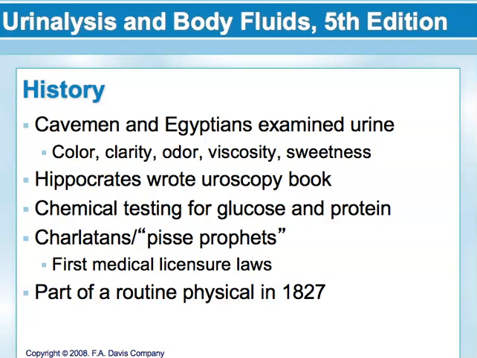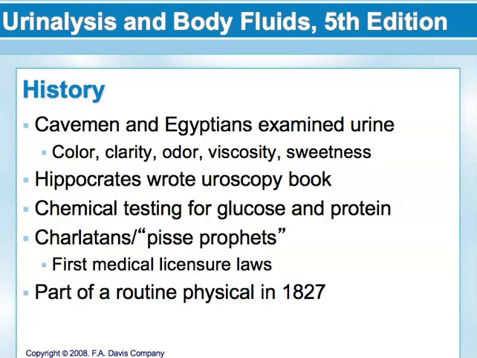Analyzing urine was considered to be the beginning of laboratory medicine. There have been references found in hieroglyphics. Cavemen and Egyptians examined urine for color, clarity, odor, viscosity, and sweetness, and they examined it for sweetness by observing that certain specimens attracted ants or tasted sweet. The same characteristics are reported today, but we've also added chemical and microscopic examination.